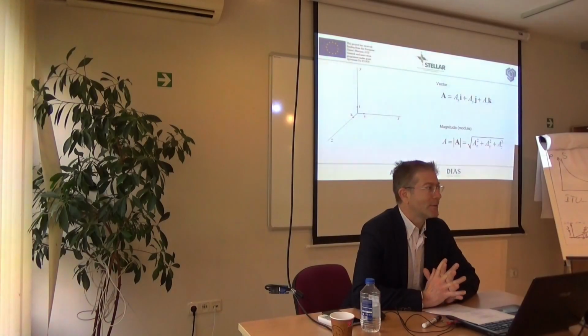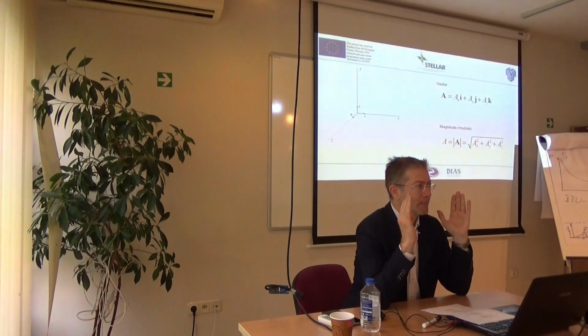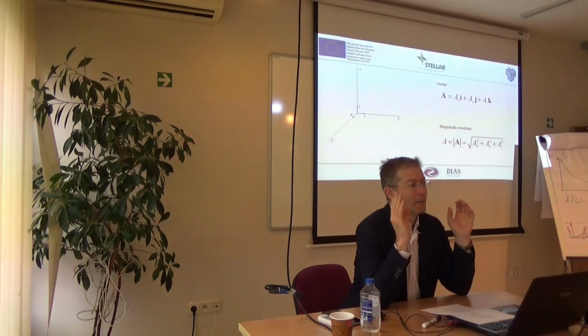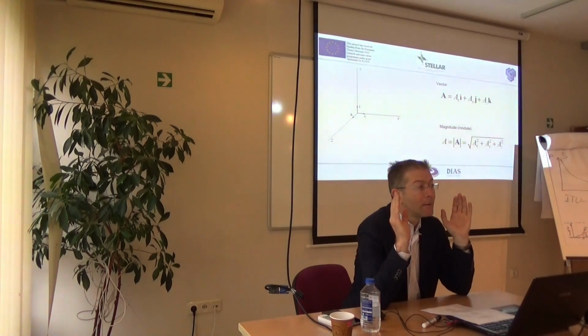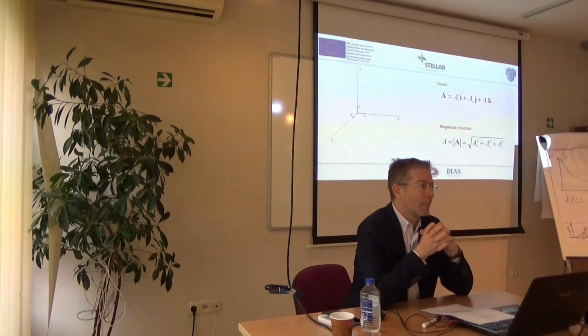So the vector is a section of a line with the beginning, direction, and magnitude. Yes, size, magnitude. And why do we use vectors?